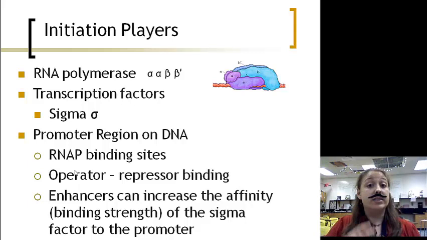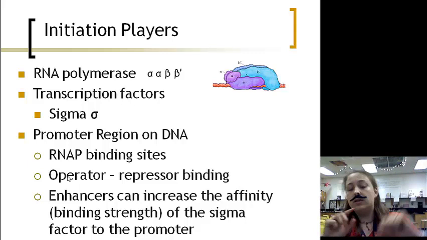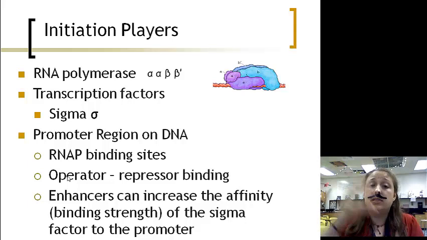So a promoter is sort of like a red flag. I stick a red flag, I say we need it here. Red flag, hold it up, red flag. An enhancer does exactly what it sounds like. It enhances or increases the affinity or the binding strength of the sigma factor to the protein. So what an enhancer does is it not only has a red flag sitting there, but it has a neon sign that says right here, right here, right here, right here. So that sigma factor and the RNA polymerase will be more likely to come and bind there.